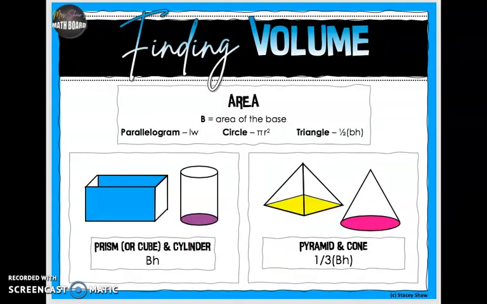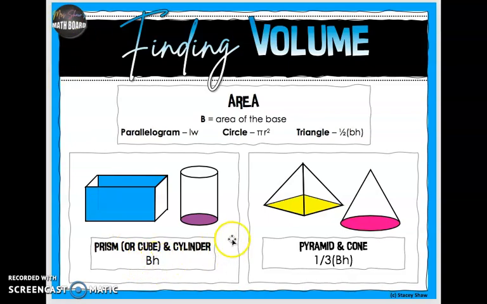Okay, now we're going to look at finding the volume of our 3D shapes here. So first of all, before we get started, whenever you see this uppercase B, that means the area of the base. So before calculating the volume, many times you're going to have to calculate the area of the base first and then go from there. Okay, so the first ones we're going to look at are prisms and cubes and cylinders. So they both have the same formula in finding the volume, which is you take the area of the base times the height.